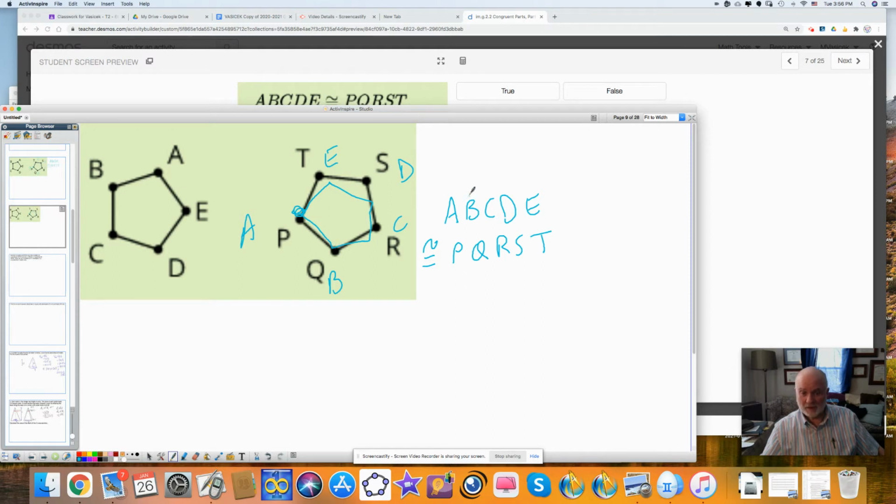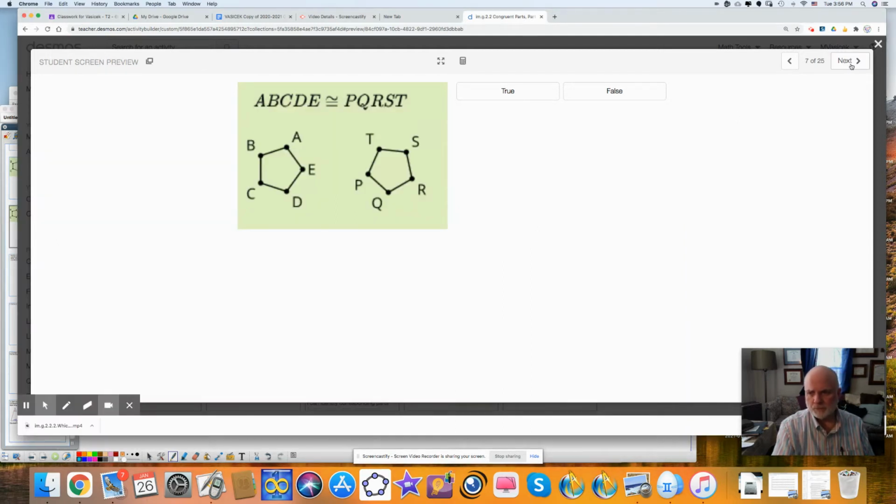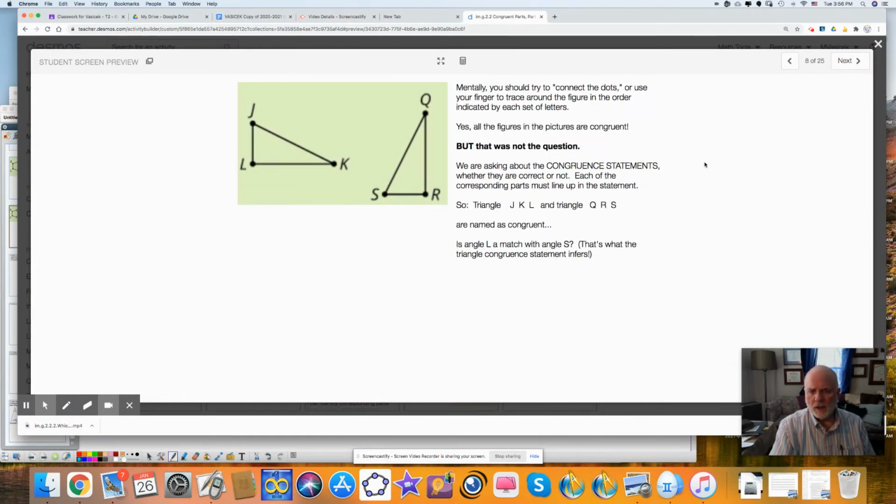AB matches up with PQ. BC matches up with QR. Angle S matches up with angle D. So all the corresponding parts match up. So this is true.